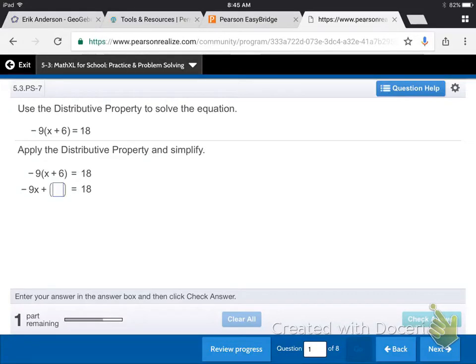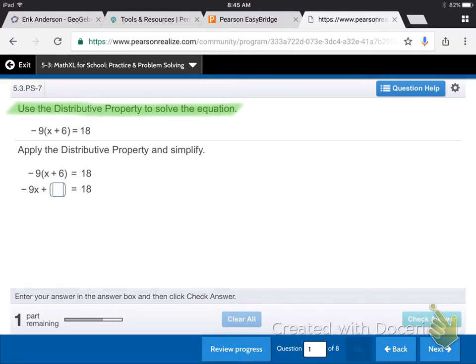All right, boys and girls, are you ready to tackle this lesson? 5-3. We're going to be using the distributive property to solve equations. It's pretty cool because the distributive property is pretty powerful. It helps us solve equations in all kinds of different situations.